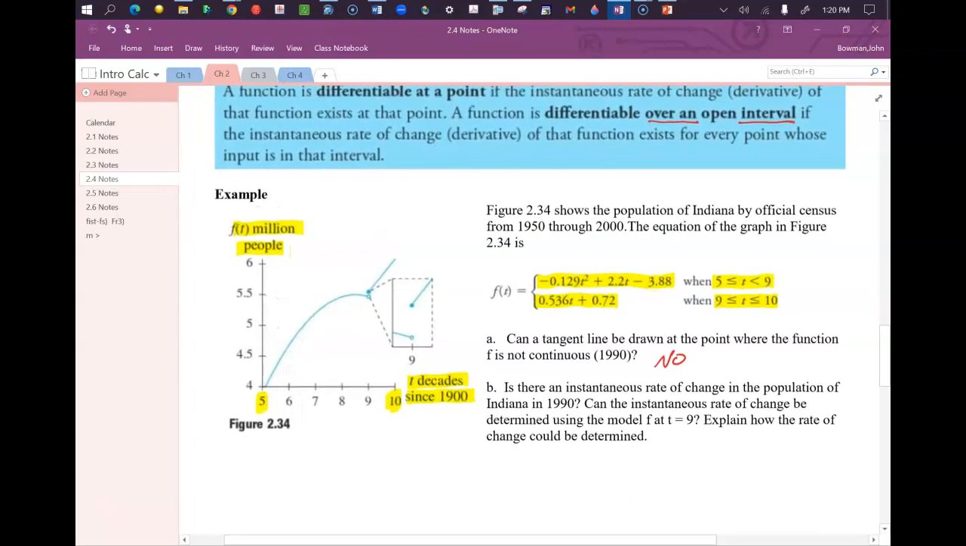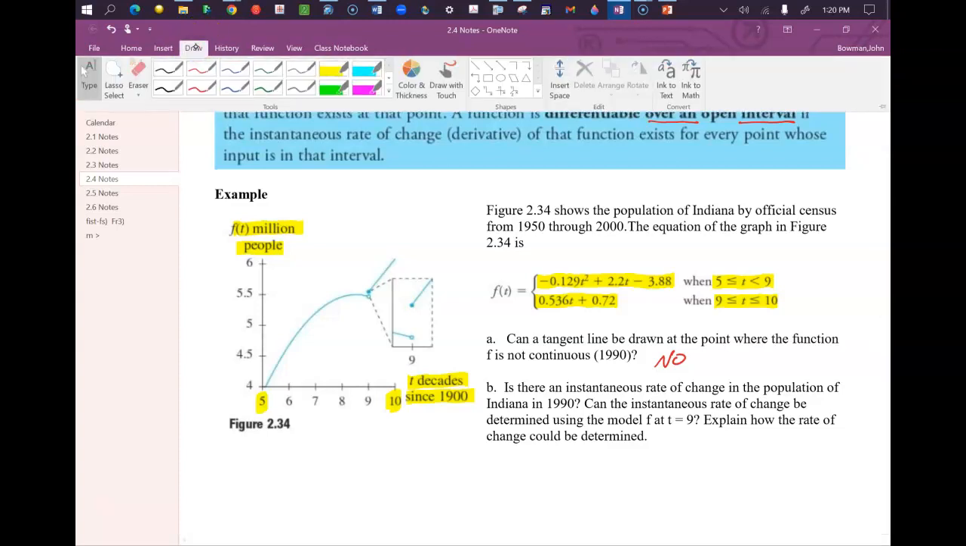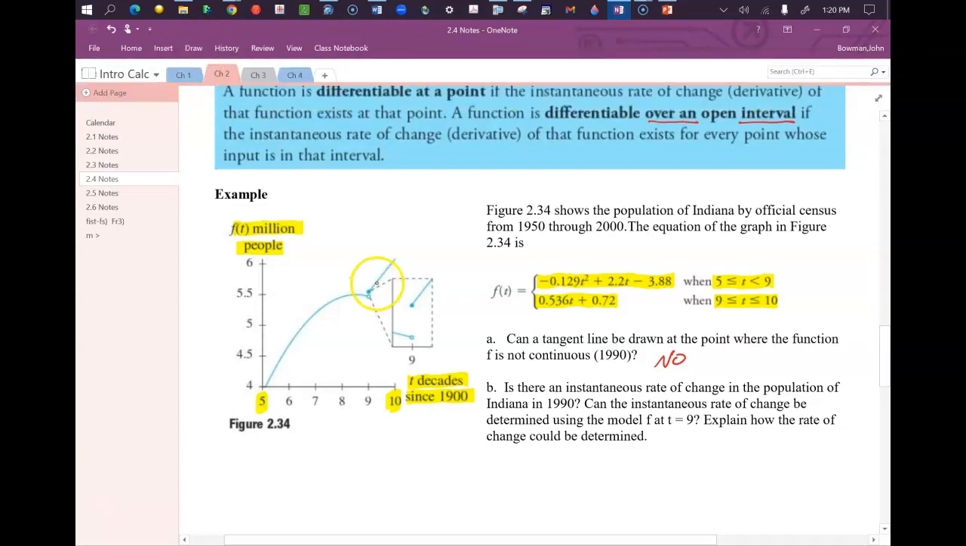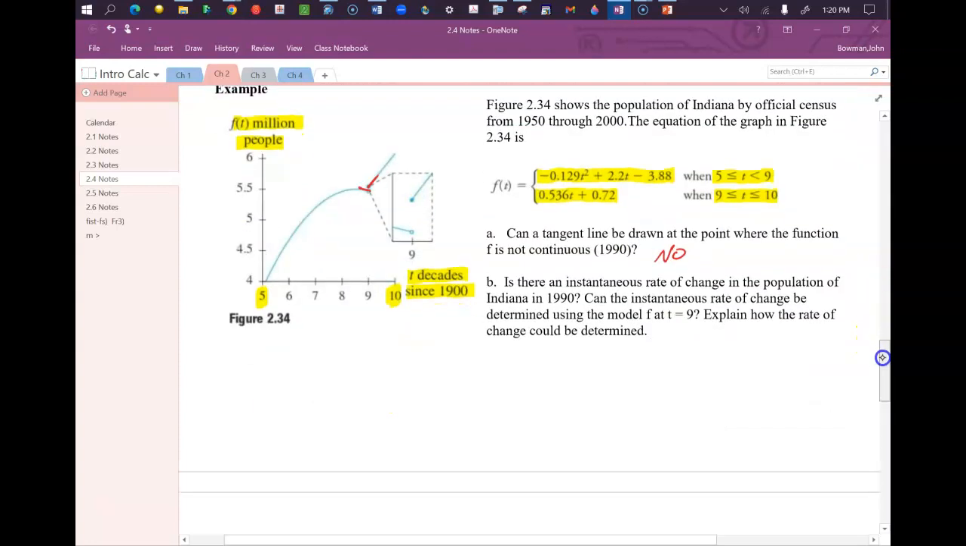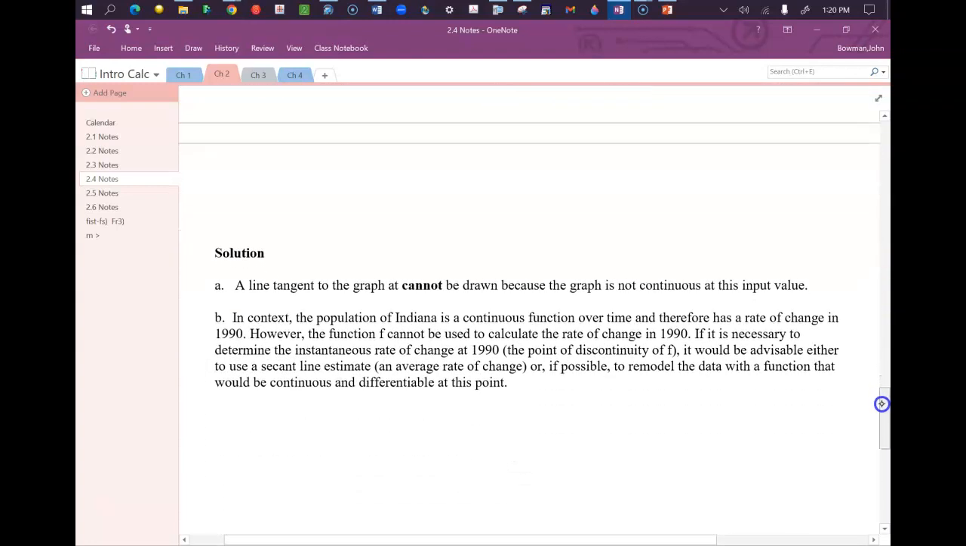Now, how could we find it in 1990? Well, what we could do is we could say, we'll estimate it by finding the slope at a point near it, and that becomes a bit of an issue because we have two distinctly different slopes on either side of 1990, one that's negative and one that's positive. Here's what the publishers suggest.